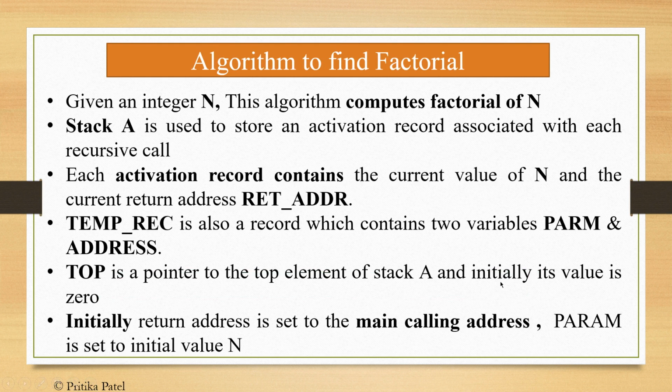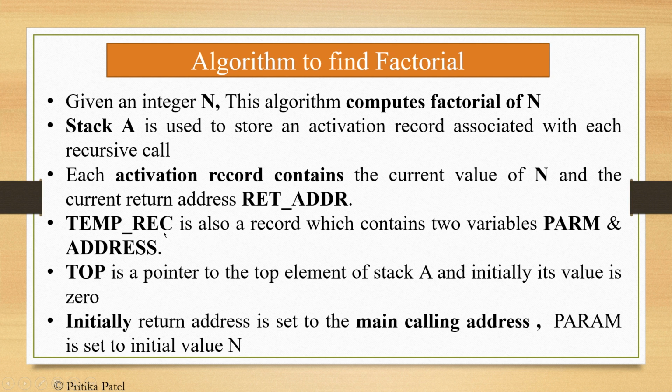Given an integer n, this algorithm computes the factorial of n. Stack A is used to store an activation record associated with each recursive call. Each activation record contains the current value of n and the current returning address. Temporary record is also a record which contains two variables, parameter and address.